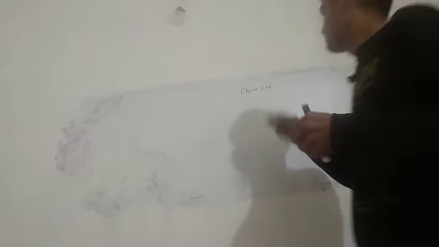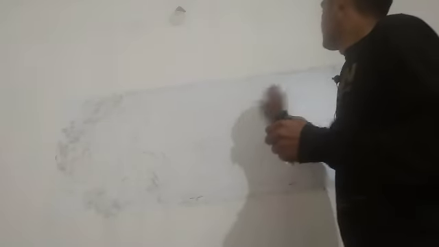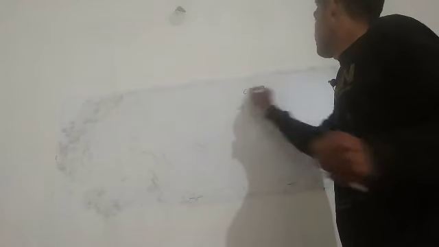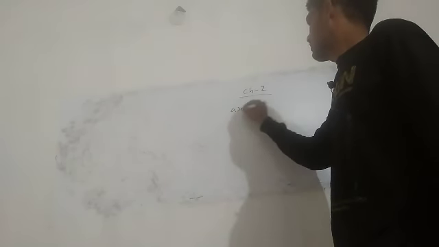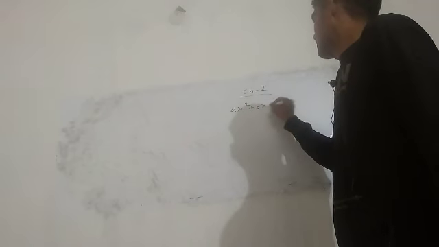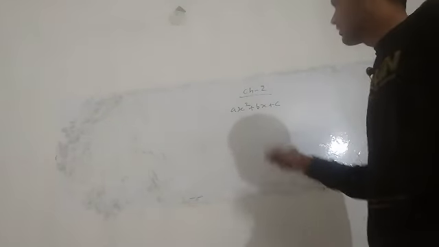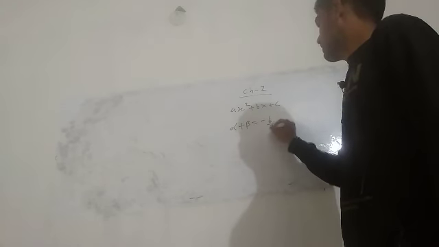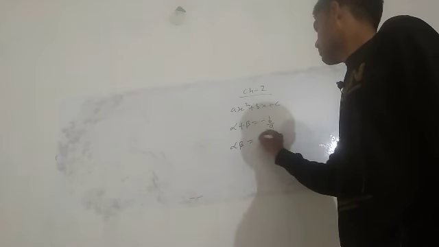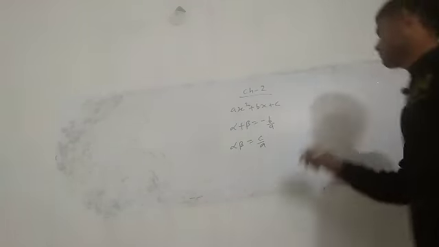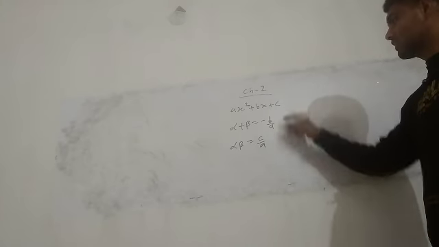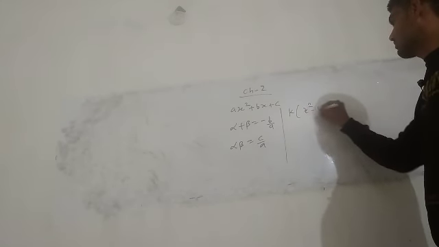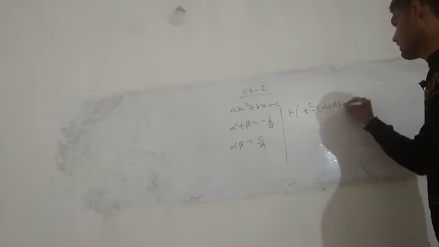So chapter 2: ax square plus bx plus c. This one is a quadratic equation, and the sum of zeros is alpha plus beta equals minus b upon a, and alpha beta equals c upon a. When the sum of zeros and product of zeros are given, then the equation is k times (x square minus (alpha plus beta) x plus alpha beta).